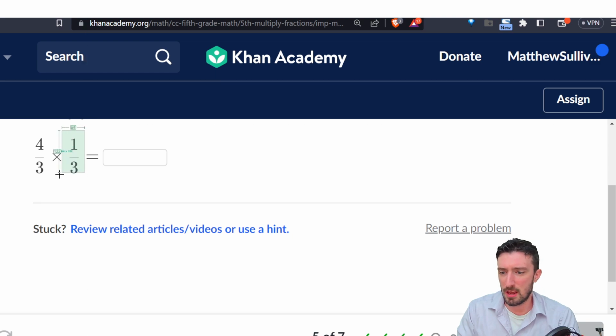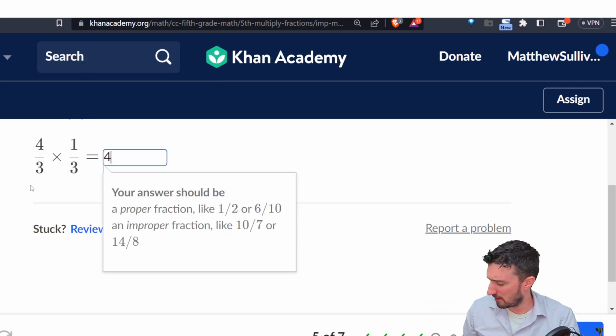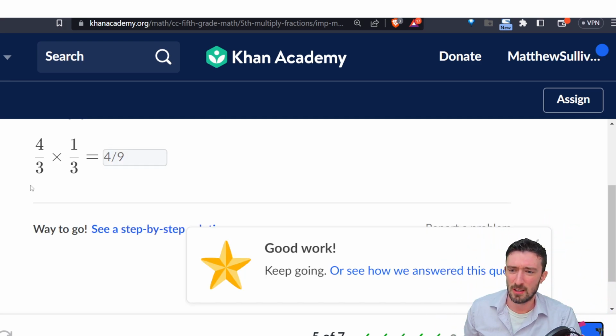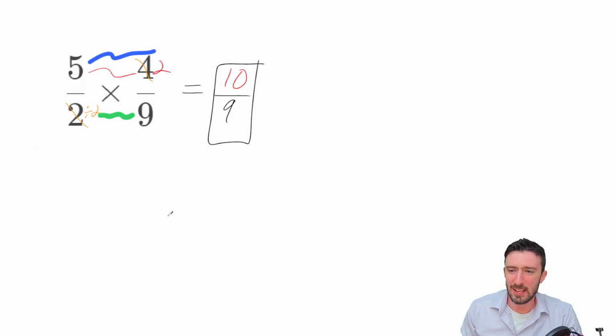All right, and let's fire up one last one. This one's not going to do any reducing. 4 over 9. Let's end it right there. So that's multiplying. Not too crazy. A lot of times you're going to have to watch out for whatever kind of reducing you can do. But just basically multiply the tops, multiply the bottoms, and you got yourself an answer.